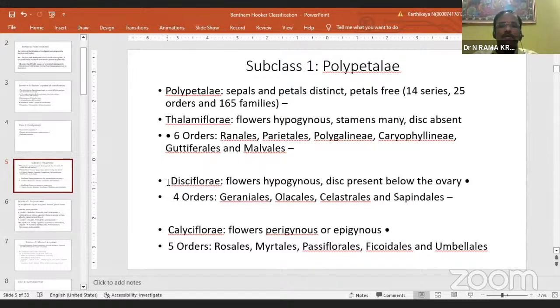Disciflorae, now it is a 4 order, that is hypogynous. Disc is present below the ovary. Yeah, that is a 4 order, Geranialis. So these are 1, 2, 3, 4. Disciflorae and Calyciflorae are perigynous or epigynous.